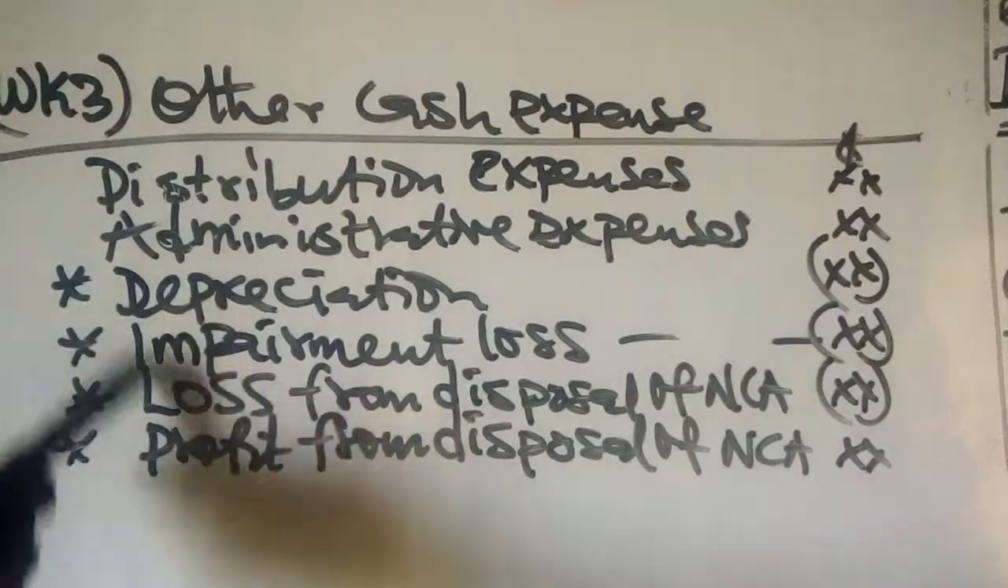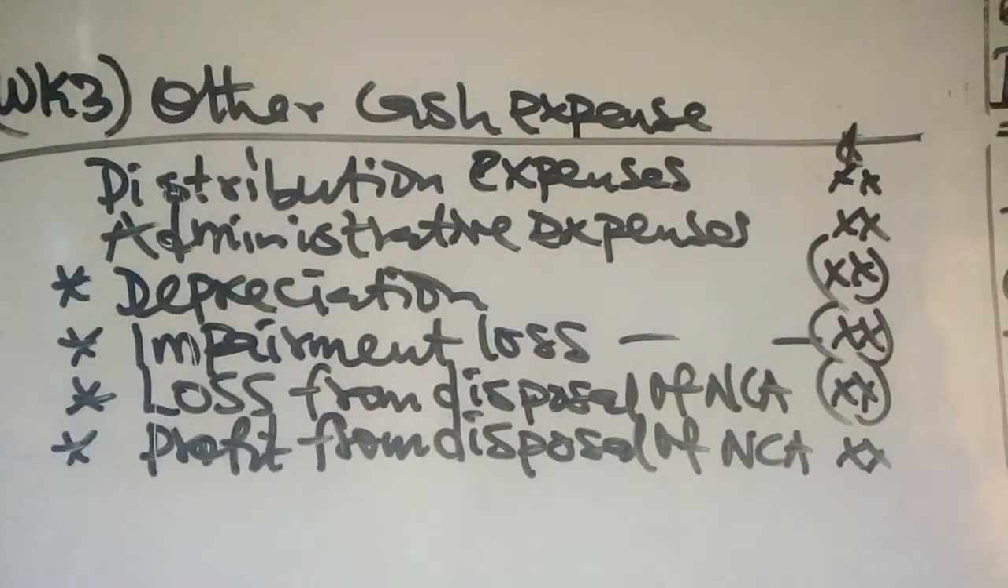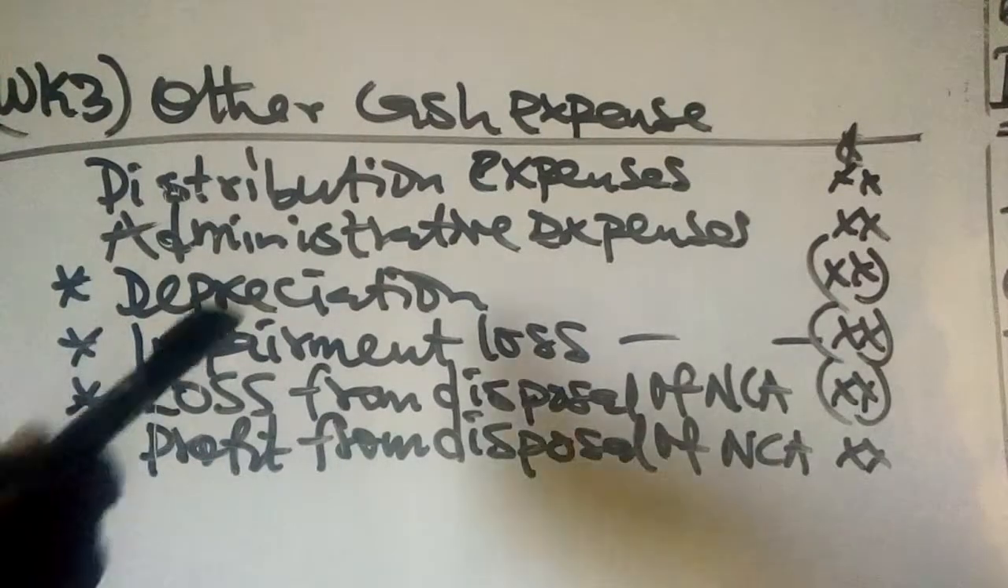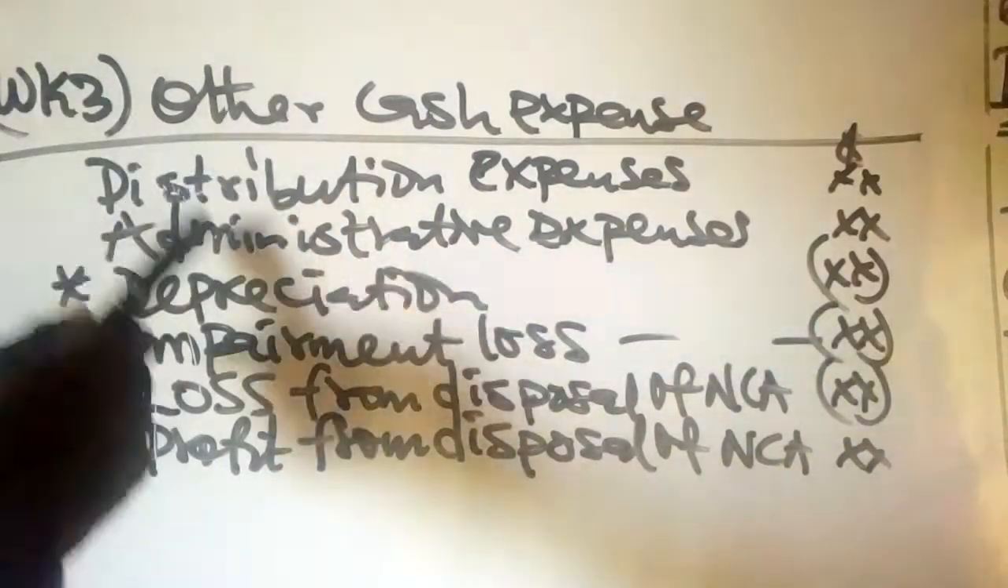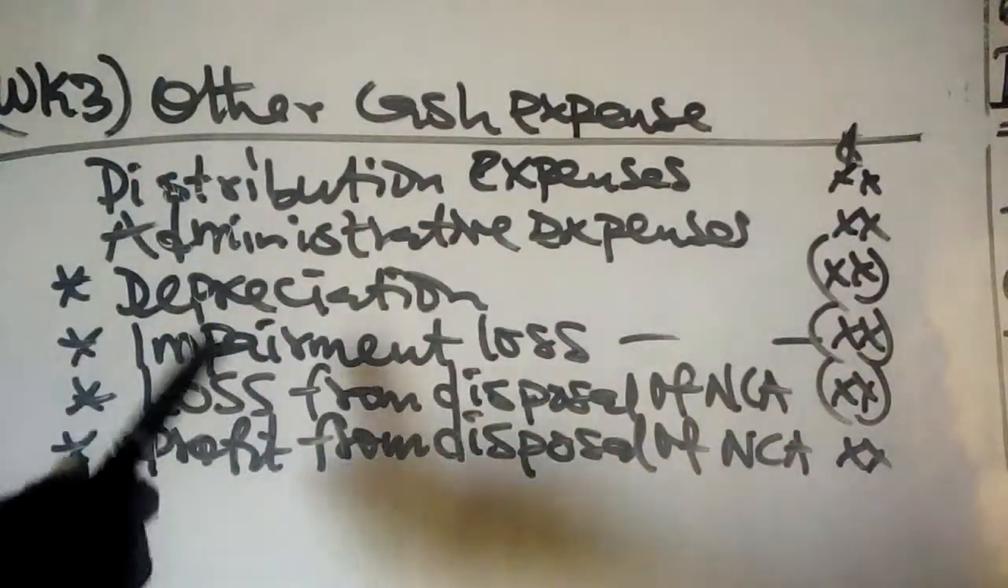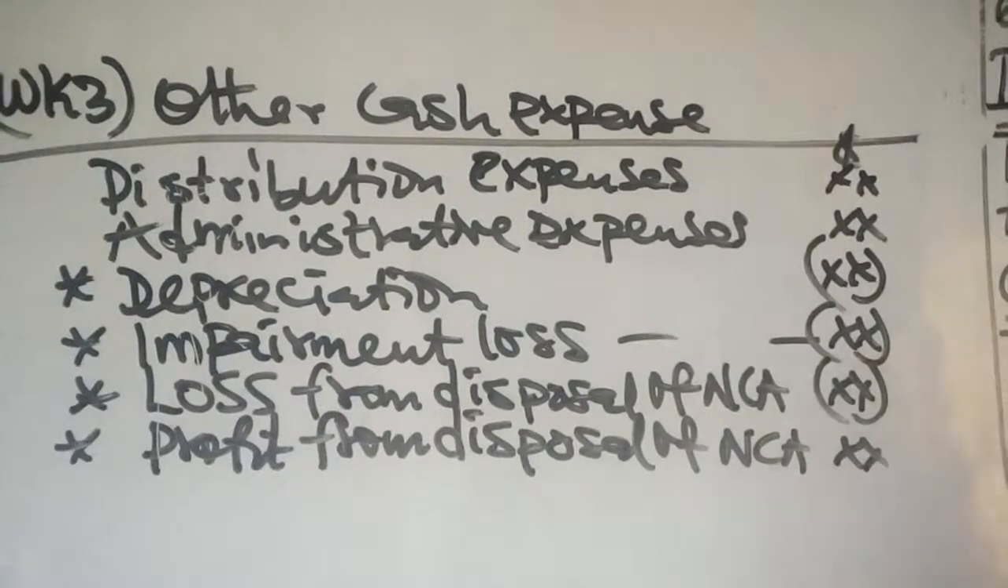You'll be told the depreciation policy. The examiner may be silent about the policy. And where the examiner is silent, you know that the depreciation policy is on administrative expenses. But where they tell you that they used to charge depreciation to cost of sales, you have to follow the principle.